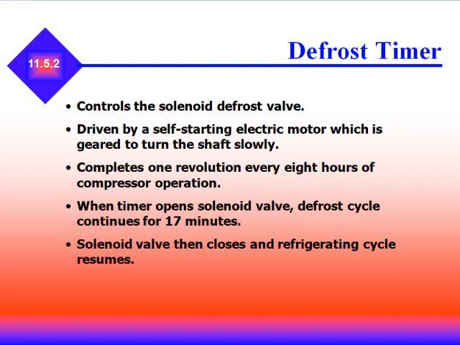The defrost timer is a timer that controls the solenoid device. It's driven by a self-starting electric motor which is geared to turn the shaft slowly. It completes one revolution every 8 hours of compressor operation. When the timer opens the solenoid valve, the defrost cycle begins and continues for 17 minutes. The solenoid valve then closes and the refrigeration cycle resumes.